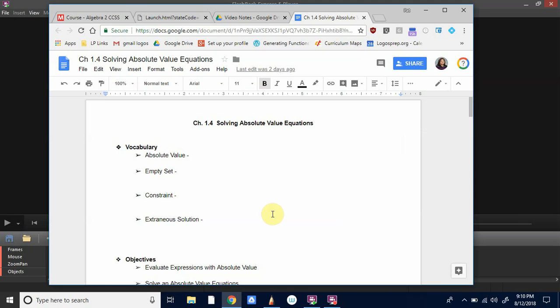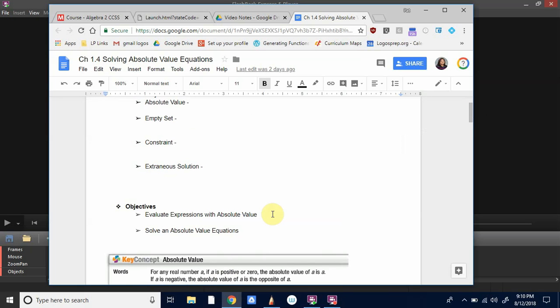Hi there, this is section 1.4, solving absolute value equations. So let's just go through your video note sheet. Our vocabulary is absolute value, empty set, constraint, and extraneous solutions. Our objectives here: we're going to evaluate expressions with absolute value, and we're going to solve absolute value equations.